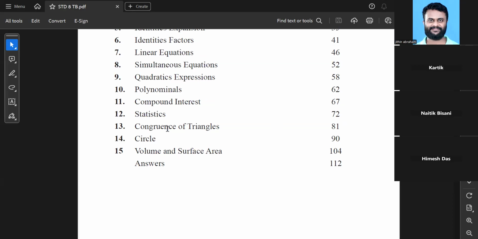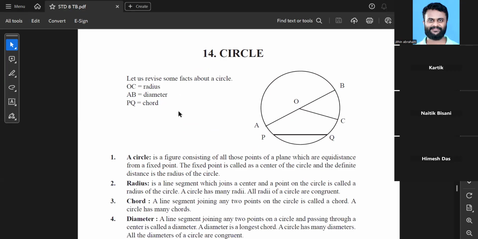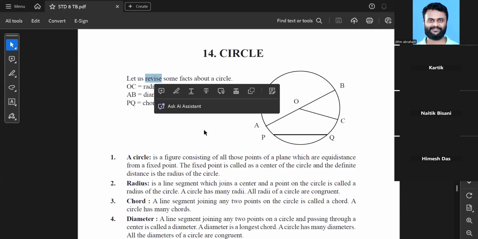Okay. In the previous class, we completed the chapter on congruence of triangles. So today, we are going to start the 14th chapter, that is Circle, on page number 90. So here is the chapter Circle. Let us first revise some facts about the circle.